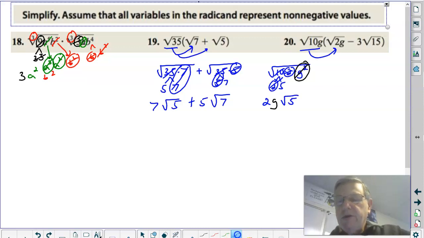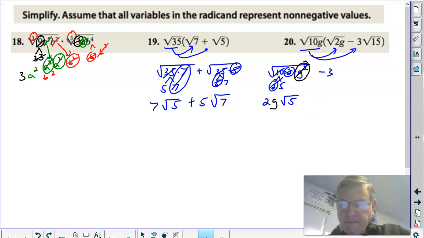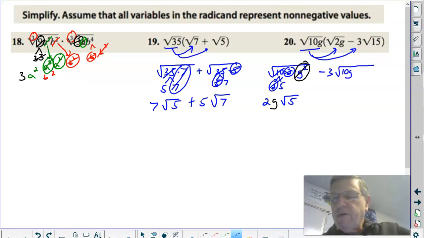And now let's finish the distribution. So I have this negative 3 out front. Let me erase this. So I have this negative 3 out front, and then inside I have the 10g from the front times the 15 from the back. So again, I'll work the numbers. 10, 2 times 5, 15, 3 times 5. So notice here, I'm going to get a 5 out.